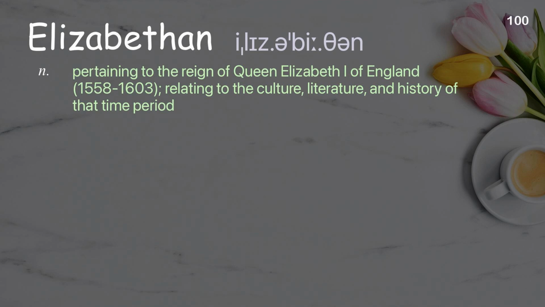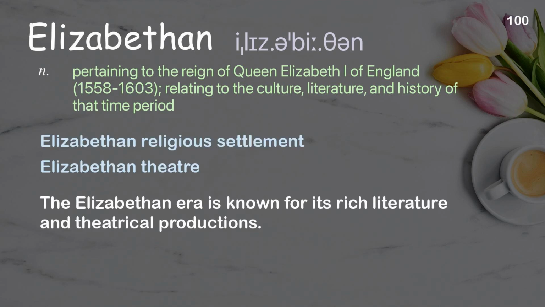Elizabethan. Pertaining to the reign of Queen Elizabeth I of England, 1558 to 1603; relating to the culture, literature, and history of that time period. Examples: Elizabethan religious settlement. Elizabethan theatre. The Elizabethan era is known for its rich literature and theatrical productions.